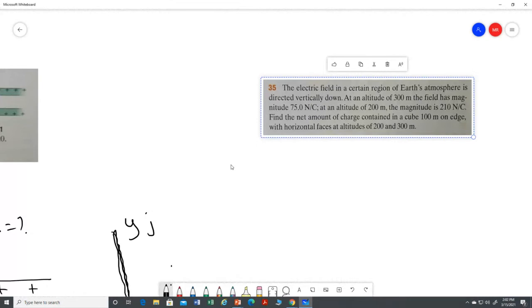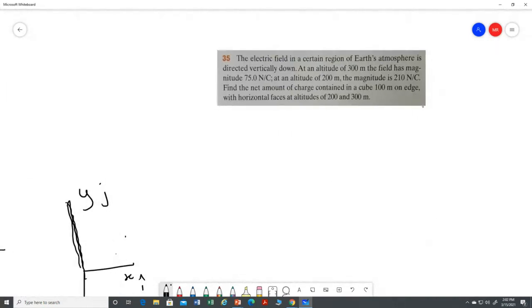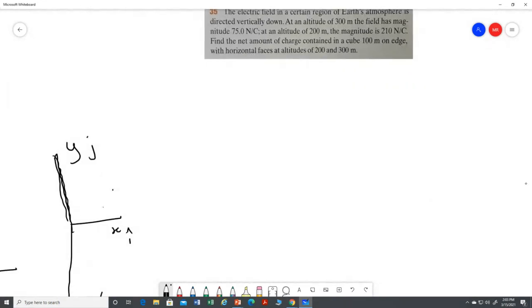The electric field in a certain region of Earth atmosphere is vertically downwards. That means you have the Earth and your electrical field towards the Earth is in the vertically downward direction. At an altitude of 300 meters, the field has magnitude 75 Newton per Coulomb. At an altitude of 200 meters, the magnitude is 210 Newton per Coulomb. Find the net amount of the charge contained in a cube 100 meter on edge with the horizontal faces at altitude 200 and 300. So what is given in the question?